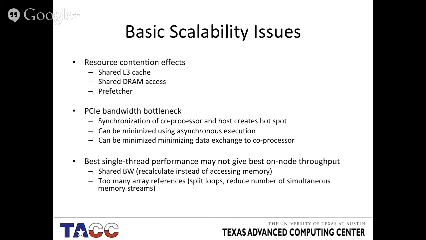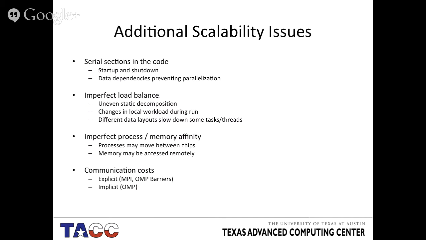For example, cases where recalculating an element wasn't worth it with a single thread might become important when you have multiple threads all trying to access memory to get hold of that element. If each of them just does a calculation in parallel independently, you're probably saving time. So these are things that are worth revisiting when you're doing on-node scaling tests.